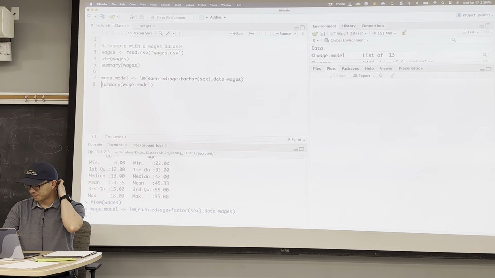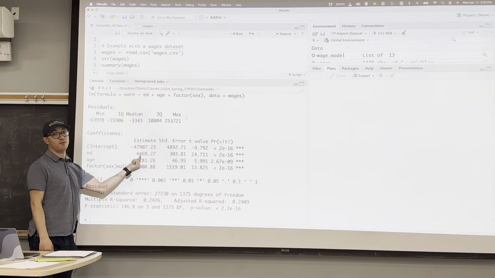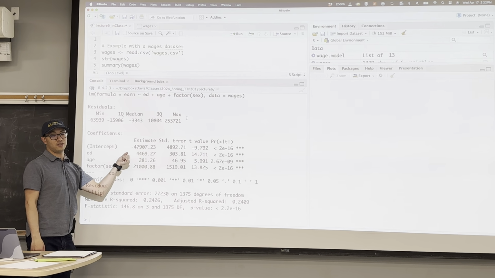Recall that for our continuous variables, the slopes represent the marginal effect of changes in each of your explanatory variables, right? So education, 4,469, the way we interpret this is we say, for each additional year of education, we see a corresponding increase of $4,469 in your earnings, right?